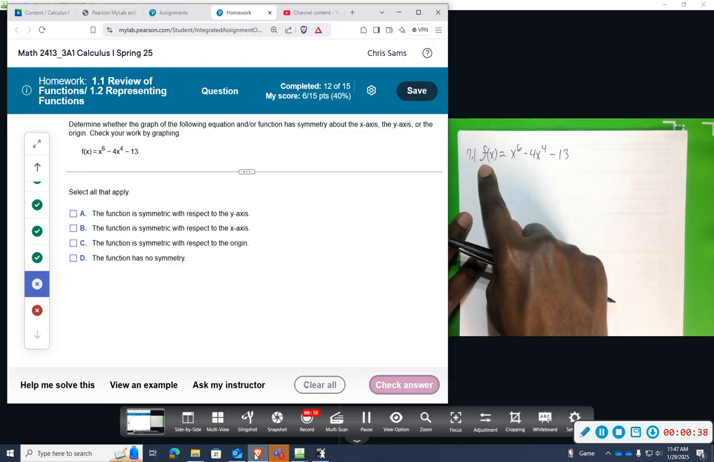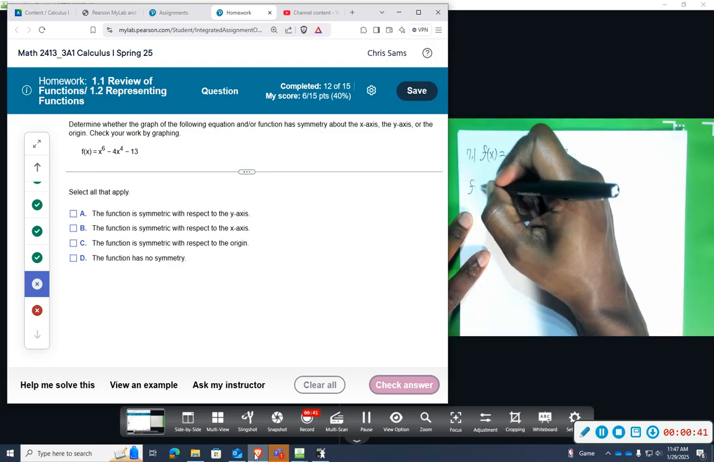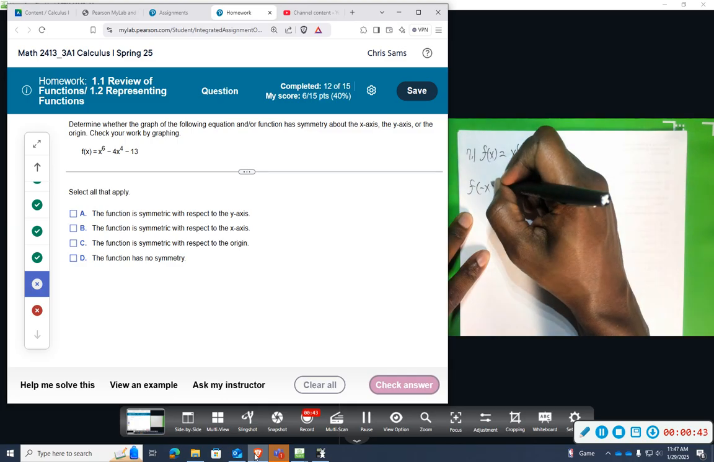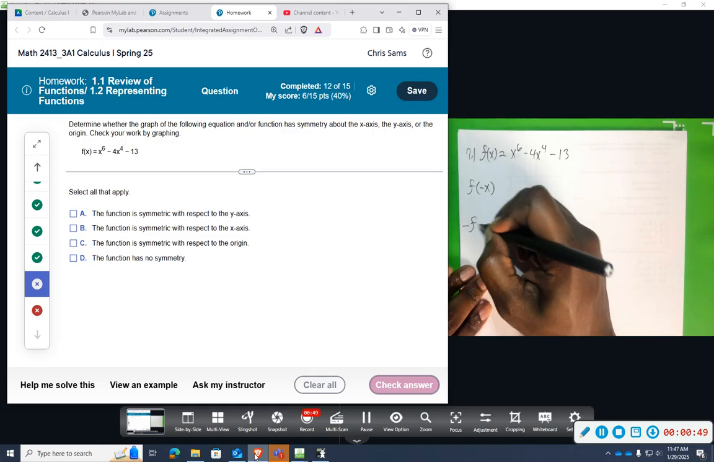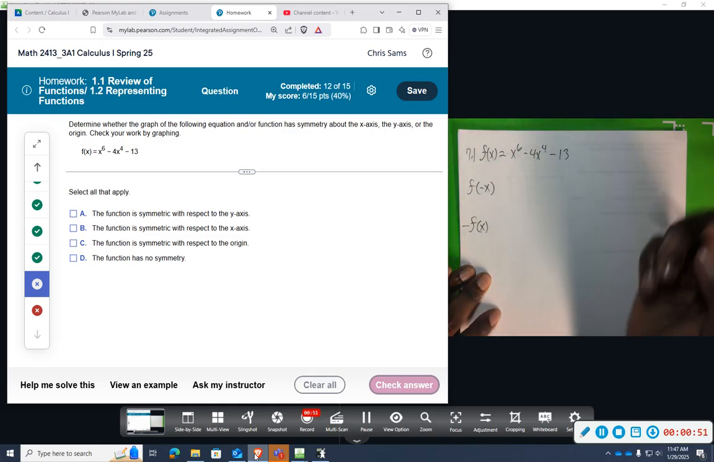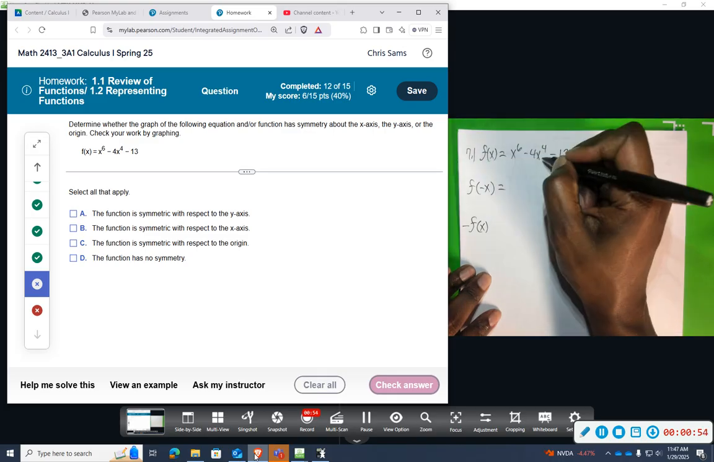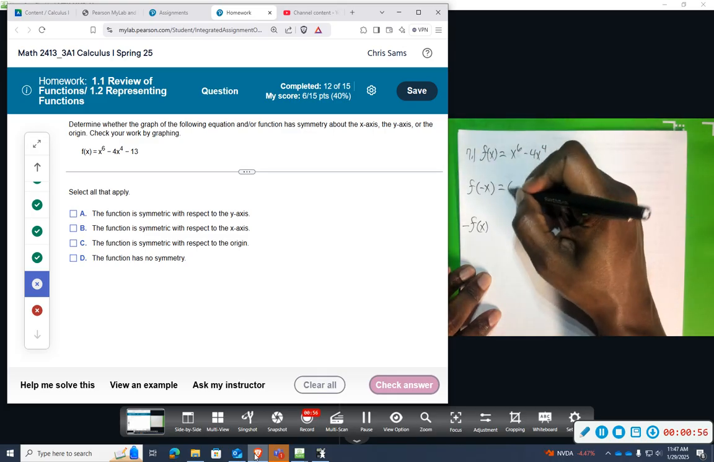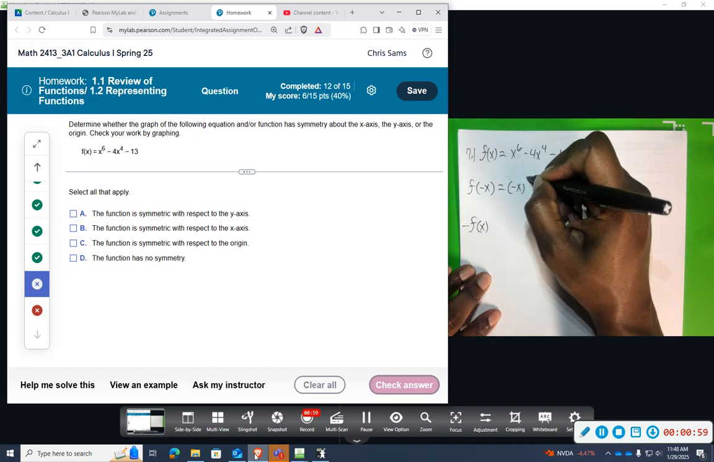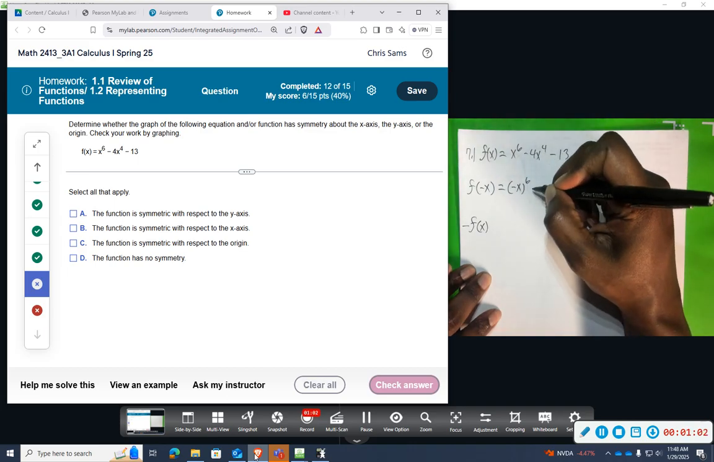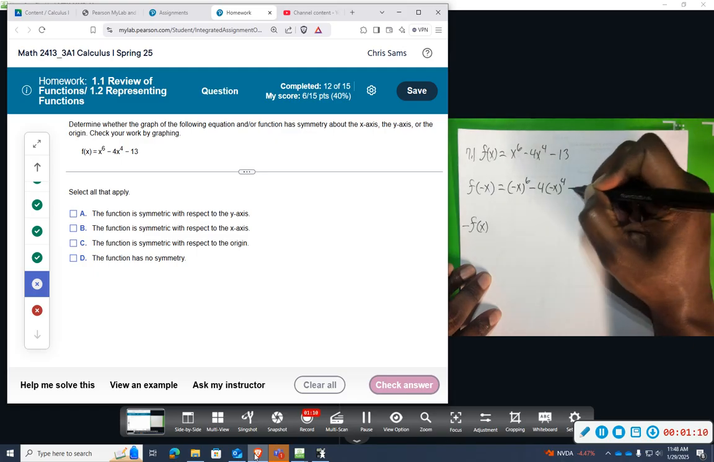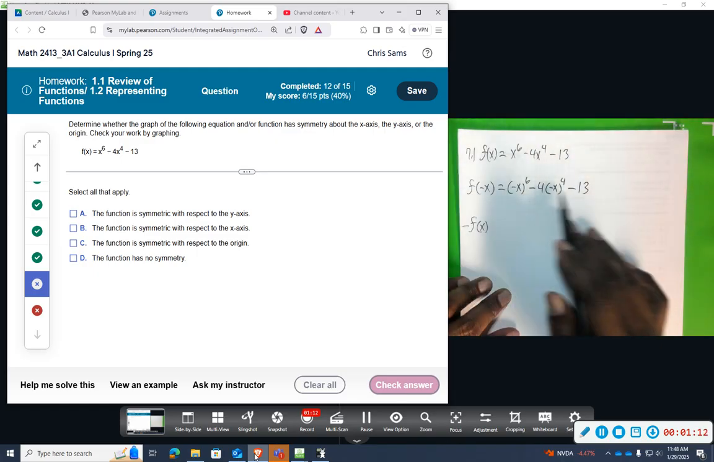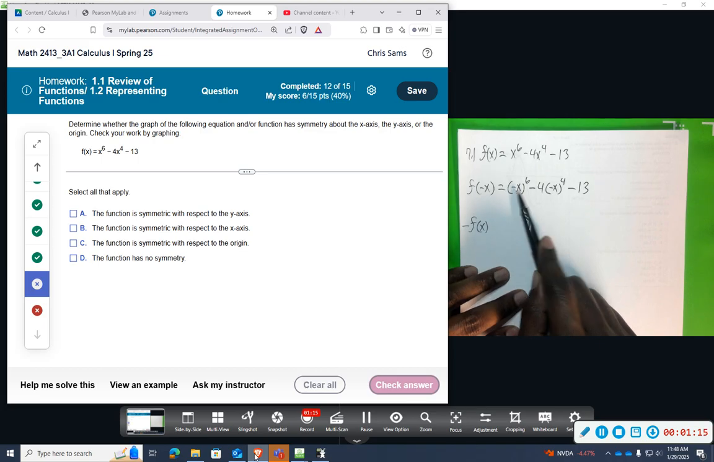All right, so there are three things we're going to check. We're going to have f of x. We're going to find f of negative x, with the negative in the parentheses, and then we're going to look for negative f of x, so the negative on the outside. So we're going to take our original equation and replace x with a negative x, still raised to the 6th, minus 4 times negative x raised to the 4th, minus 13.